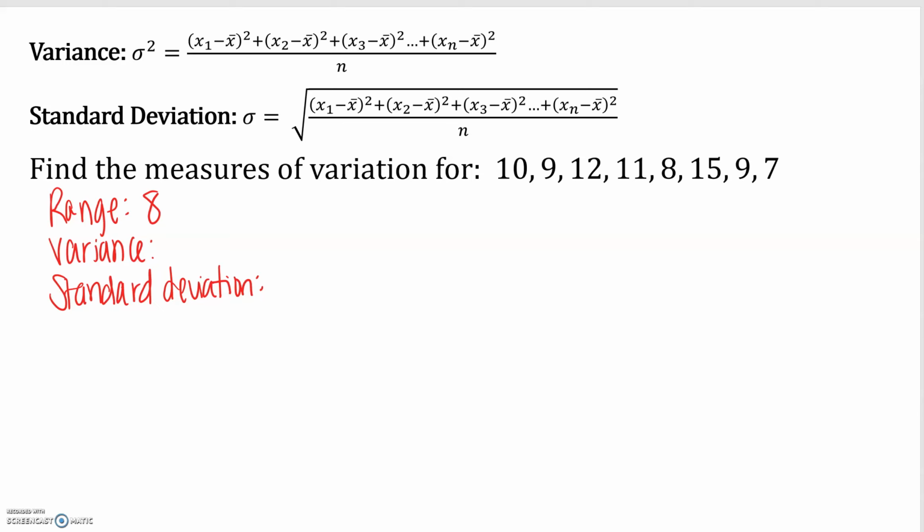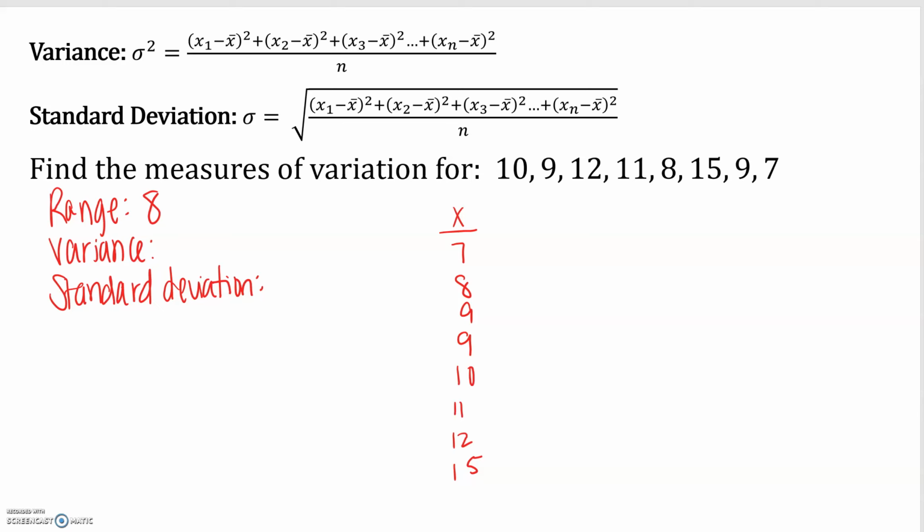In order to start finding our variance and our standard deviation, what we're going to do is list all of our x values first. I'm going to do it in numeric order. So I have 7, 8, 9, 9, 10, 11, 12, and 15. Again, this is the same thing that we were doing to start with for our median. So if you have that list, you can always copy it down when you're doing your standard deviation.